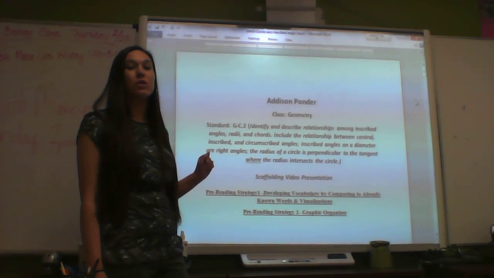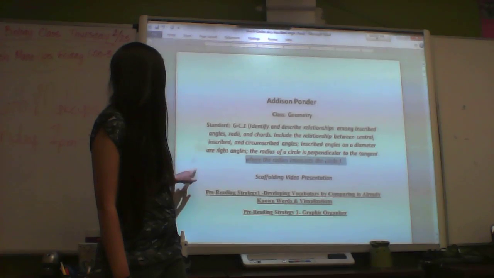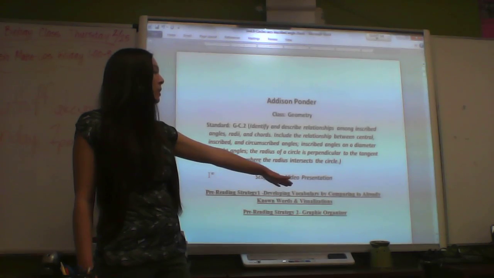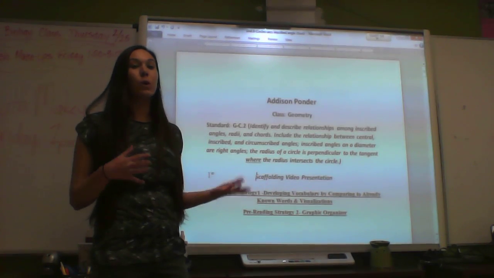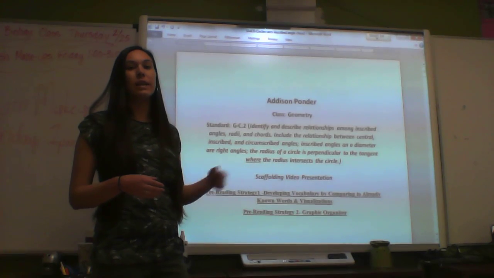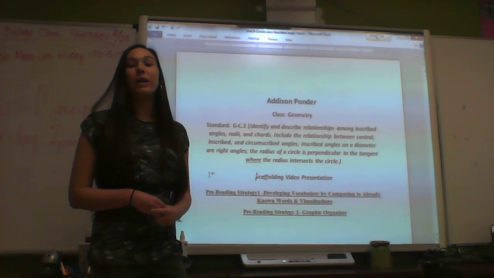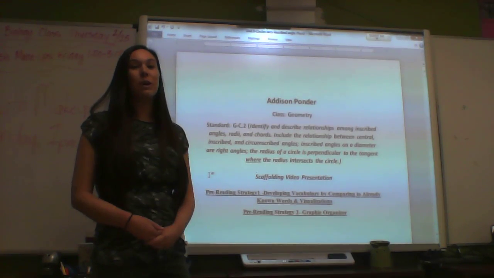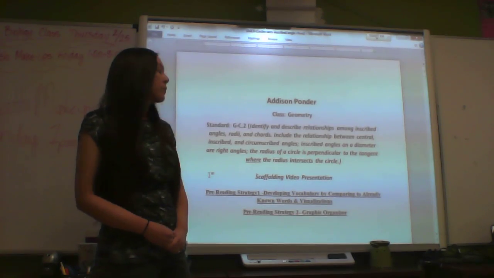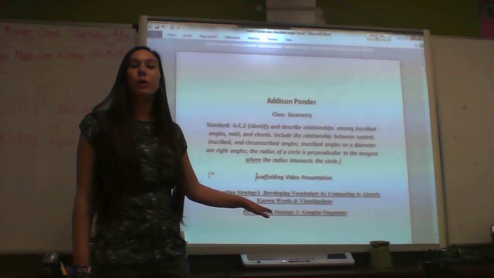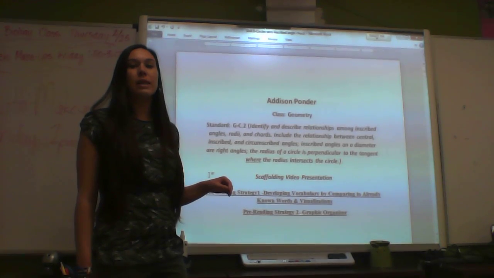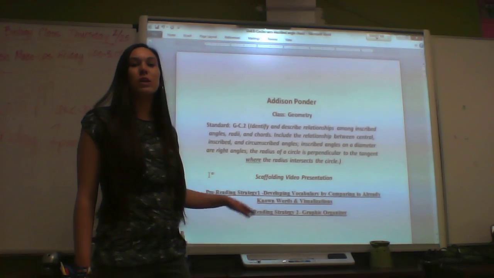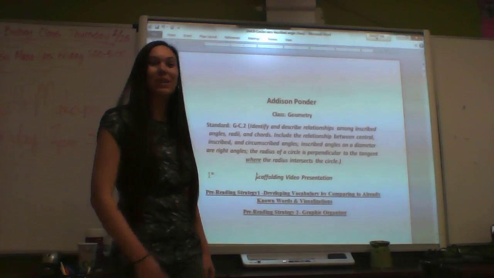So I'm going to be doing two different strategies. The first one is my pre-reading strategy, developing vocabulary by comparing words to already known words and also visualizing those words as we go along. It's a good way to introduce vocab by connecting it to prior knowledge and building that schema, and also visualizing. And my second strategy, also pre-reading, is that after we go through, visualize, and connect the words, we're going to organize all of our words in a graphic organizer. So let's get started.